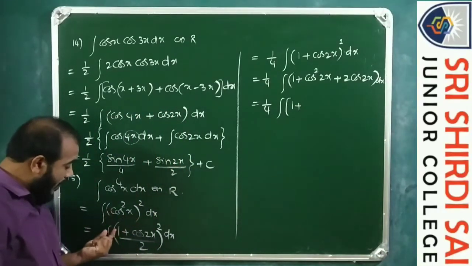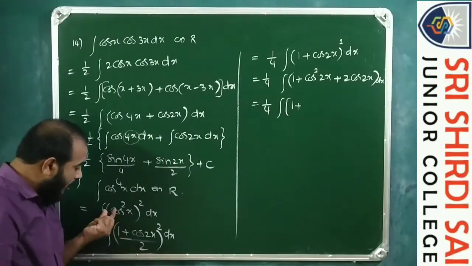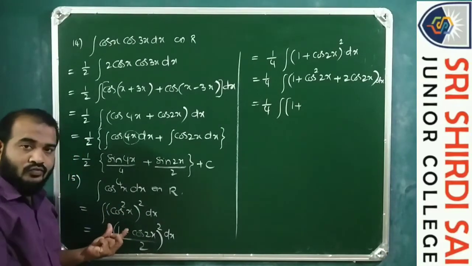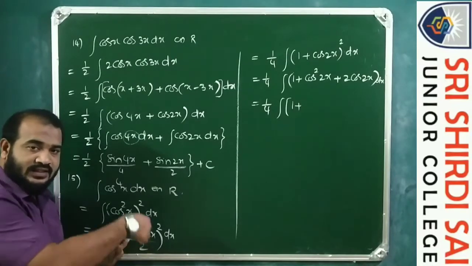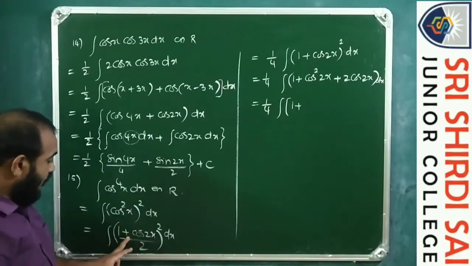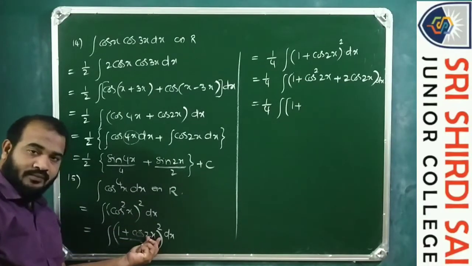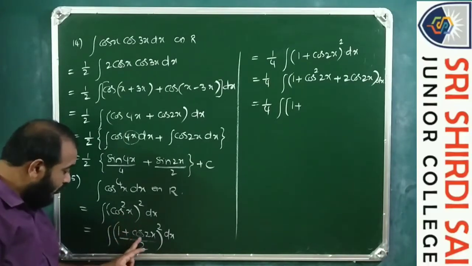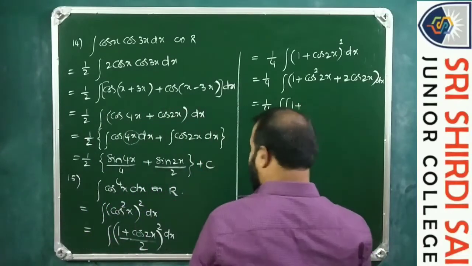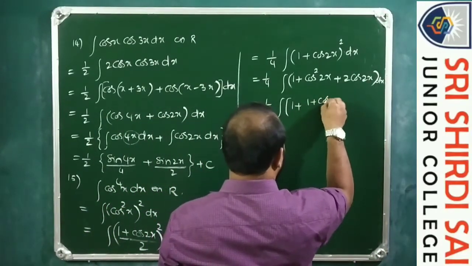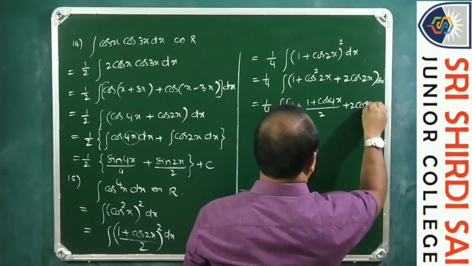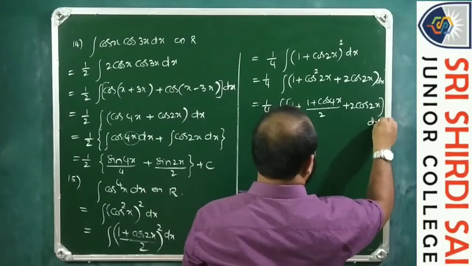cos square x is (1 plus cos 2x) by 2, while cos square 2x is (1 plus cos 4x) by 2, because that is what we discussed last year in multiple and submultiple angles. Cos square x is 1 plus cos 2 into x, so cos square 2x is 1 plus cos 2 into 2x. 2 into 2x is 4x. So cos square 2x can be written as (1 plus cos 4x) by 2, plus 2 cos 2x whole dx.